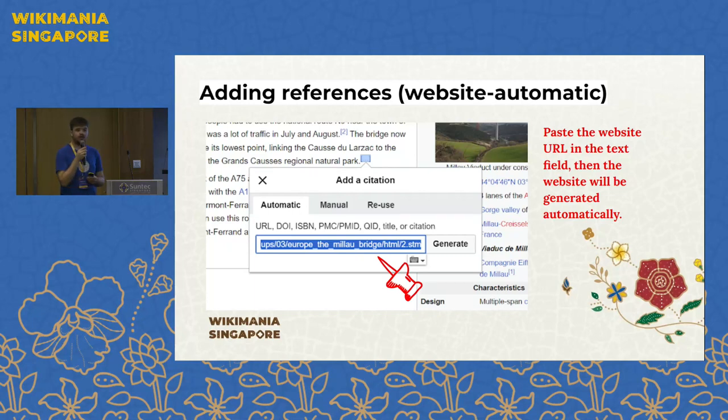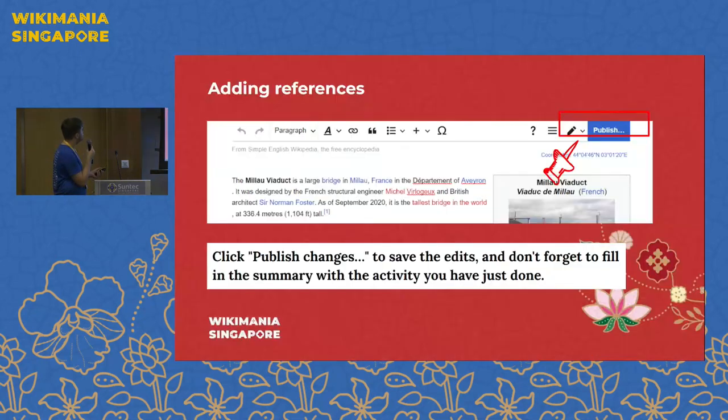So this slide here gives you a visual overview about how to do this. So you can see there are the automatic, manual, and reuse buttons. So if you click on one of those, you can then input the information using this form here. And finally, when you've finished and put all the references you want in, you can press save to publish changes.